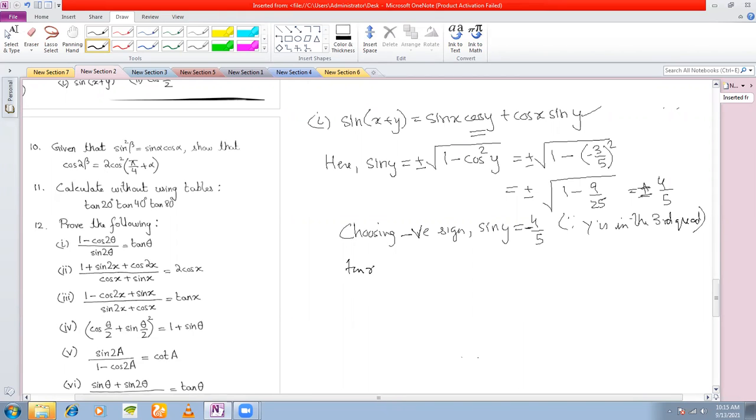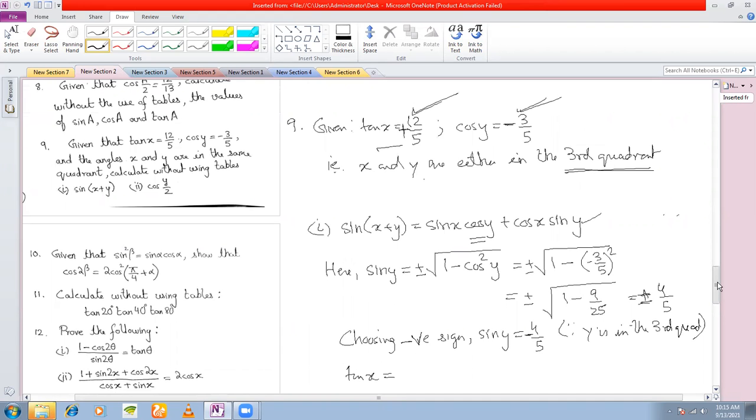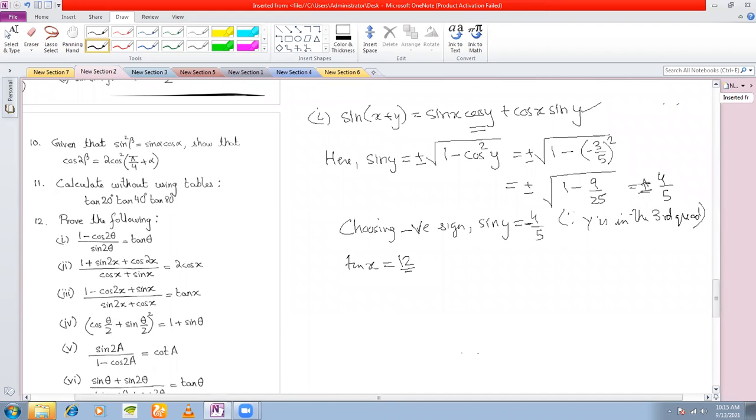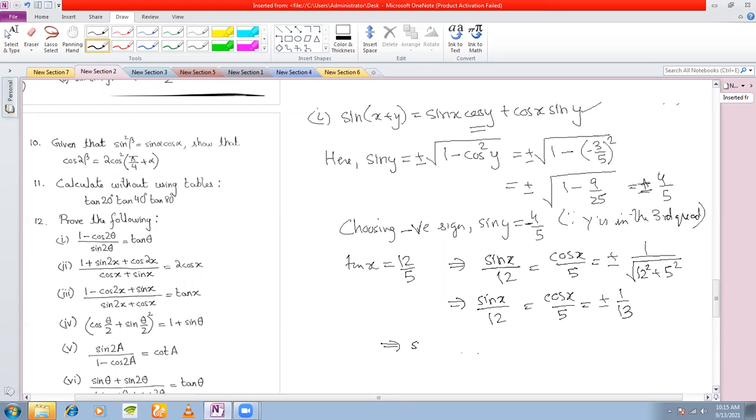Okay, we've got the value of sin y and cos y. Next, we need sin x and cos x. So we start with tan x. Tan x is 12 by 5. So that means sin x by 12 is equal to cos x by 5 is equal to plus or minus 1 by root over 12 square plus 5 square. That means sin x by 12 is equal to cos x by 5 is equal to plus or minus 1 by 13. That means sin x we get as 12 by 13.